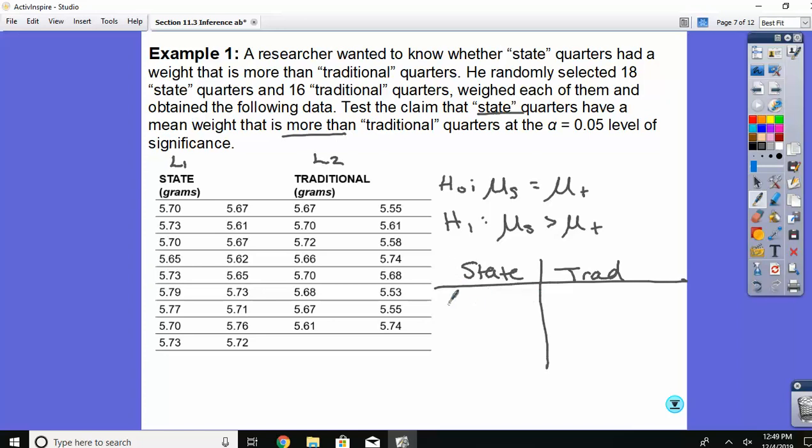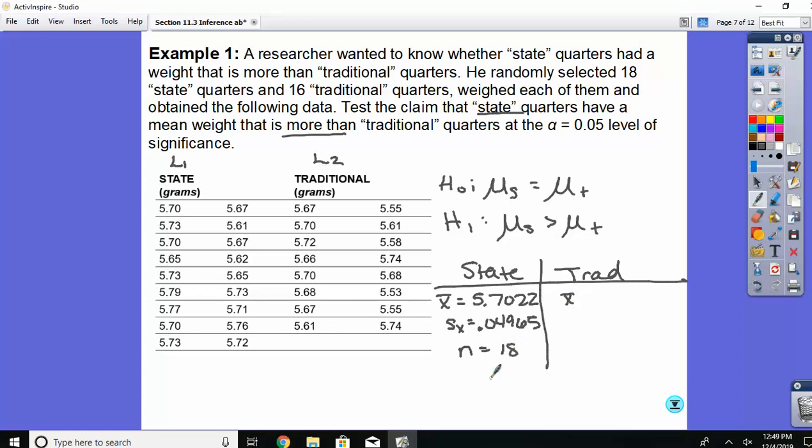Okay. So for each of these, let's kind of jot down. So for the state quarters, the X bar is 5.7022. We need standard deviation. So that's 0.04965. In, how many did we have on this one? 18.